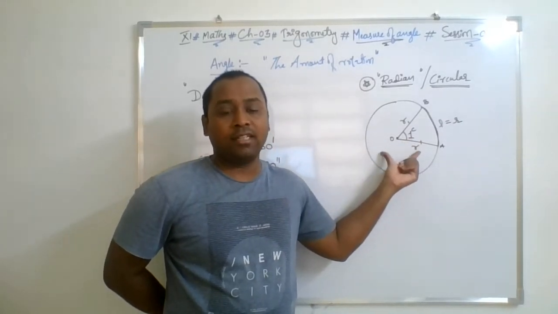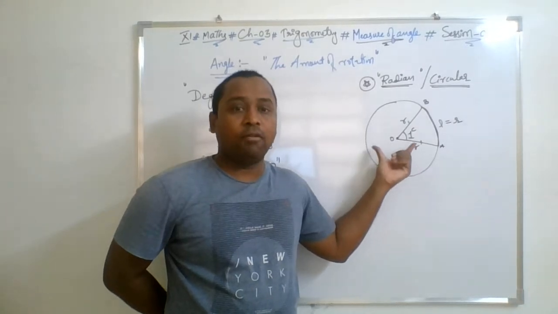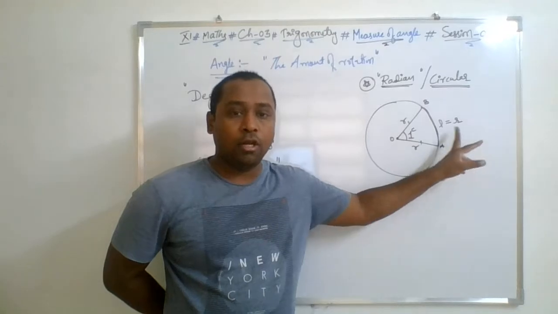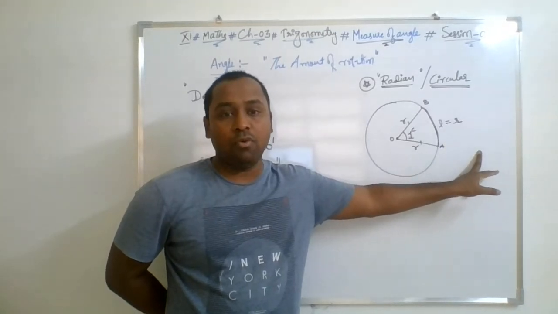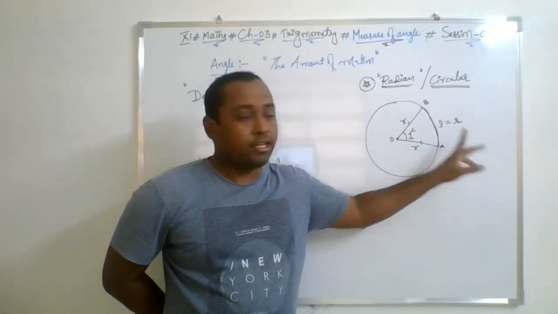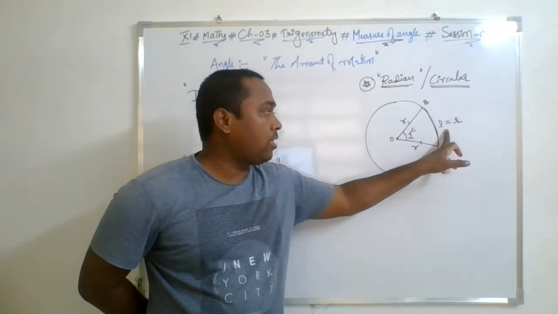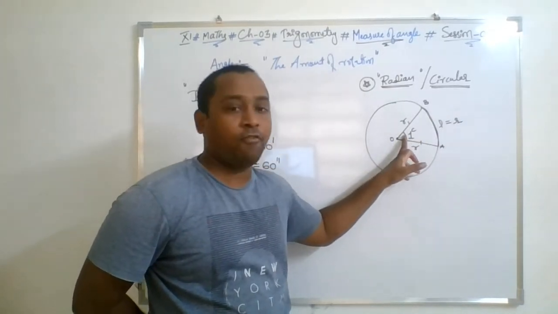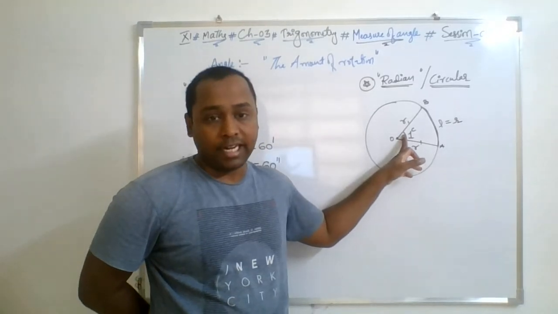So, 1 radian is the amount of angle formed by the arc of the circle whose length is equal to the radius of the circle. So when the length is equal to the radius of the circle, the amount of angle formed here is 1 radian.